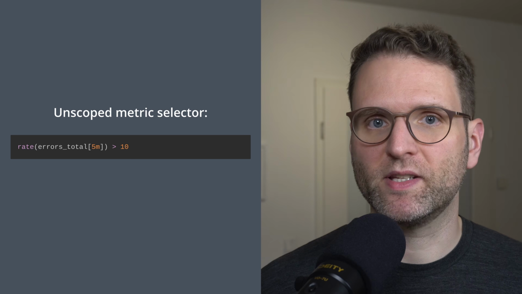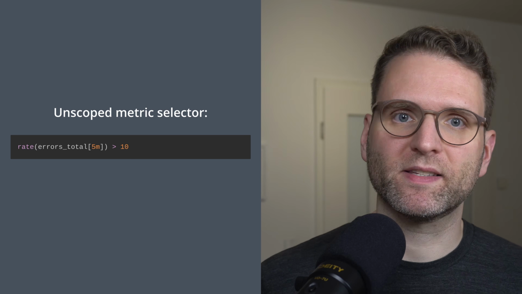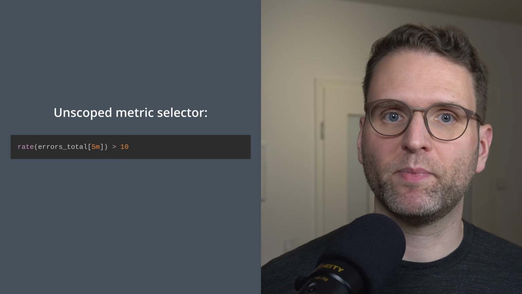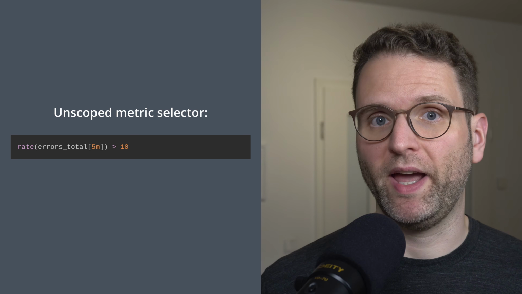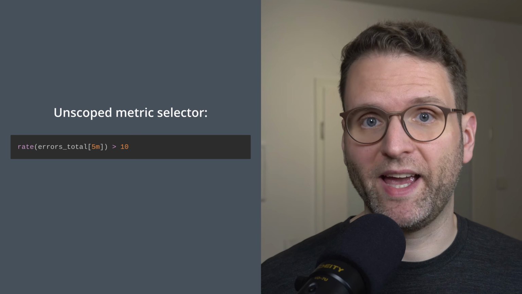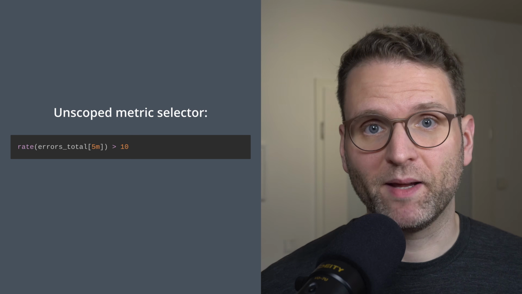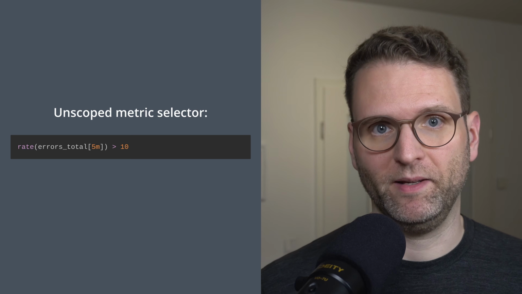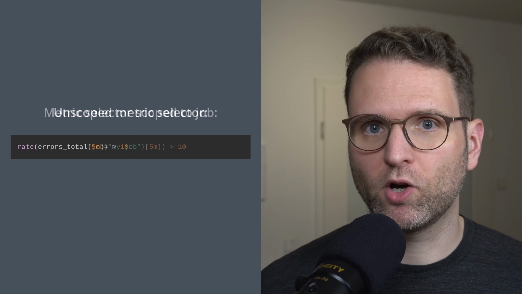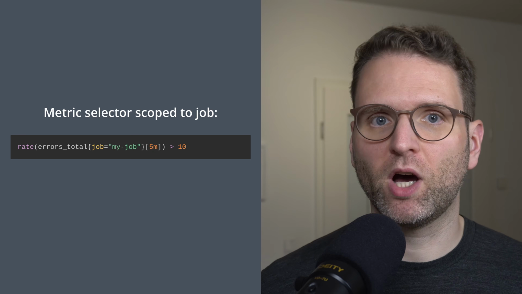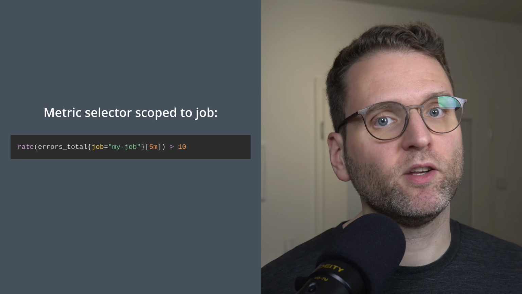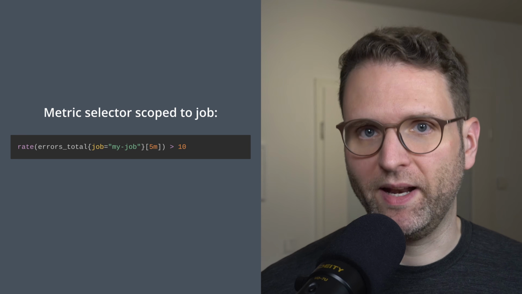For example, if you're selecting the error rate for a job by just a naked metric selector like this, it could be that another job exposes the same error metric tomorrow, and now you'll be alerting on that job's error rates as well. Sometimes that's of course what you want, but you don't want to run into this unintentionally. So you'll always want to scope your selector specifically to the job or service or other kind of grouping that you want to write the query for to make sure that you only select the metrics you intended.